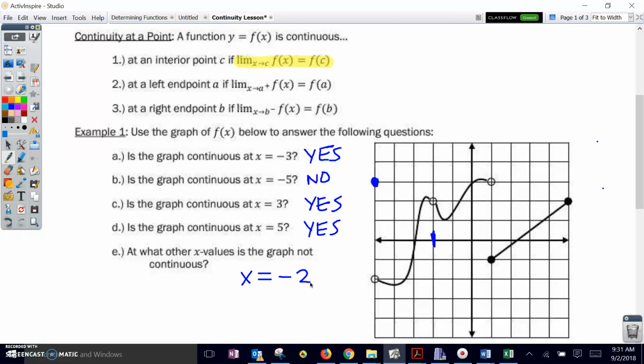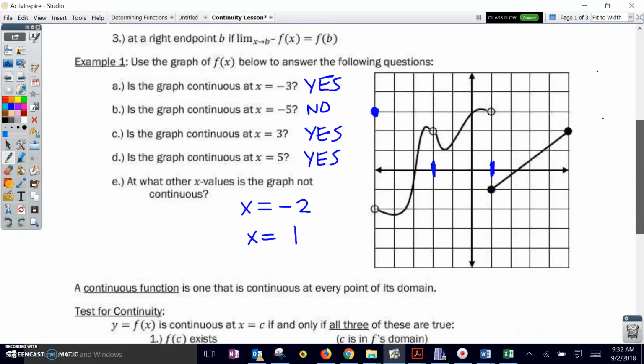The other place is at x equals 1. It's not continuous there because the limit doesn't exist. The limit from the left is 3, and the limit from the right is negative 1. And so since the limit doesn't exist there, the function is not continuous there. So those are the two answers to that.